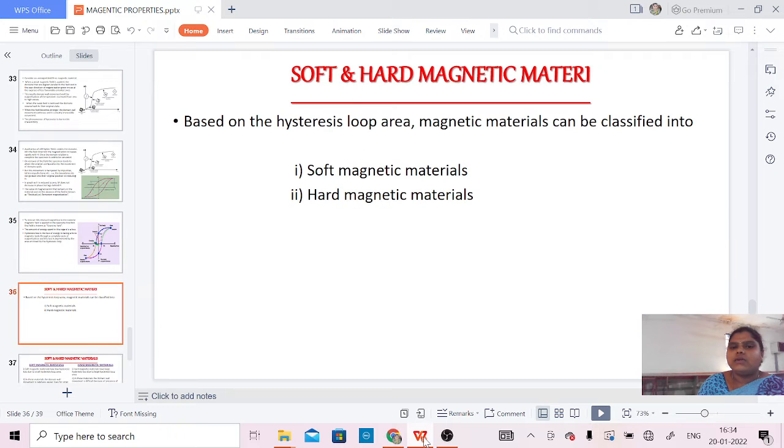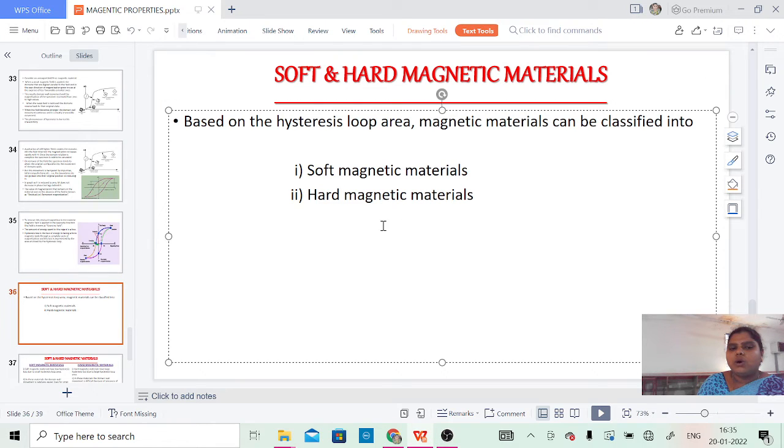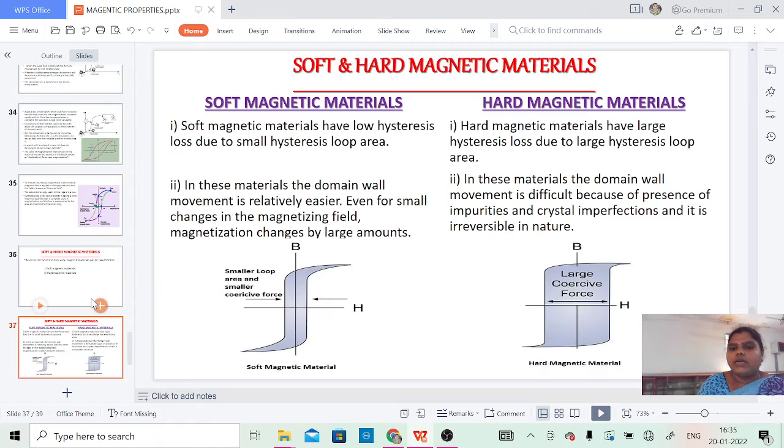Next, let us see what soft and hard magnetic materials are. Based on the hysteresis loop area, magnetic materials can be classified into hard and soft magnetic materials. Let us see what those are.